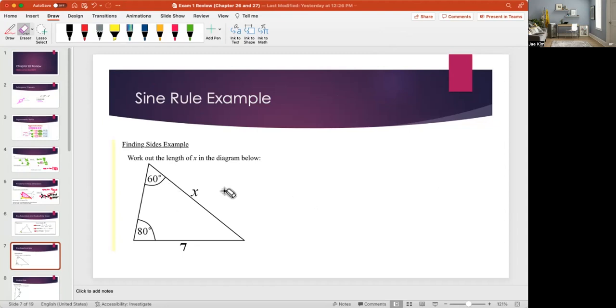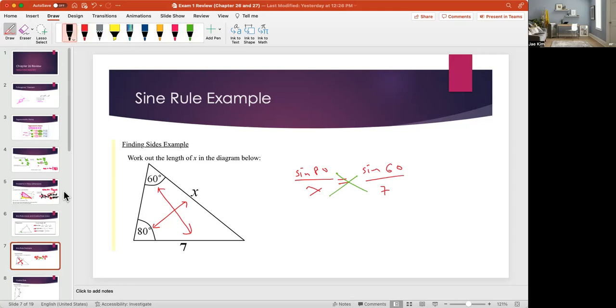Let's resume. Here is a sine rule example. And here's that known pair. So sine 80 over x equals sine 60 over 7. Now you can do cross product to figure out x.